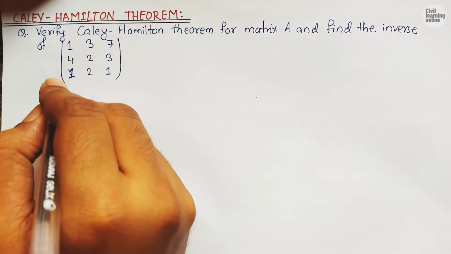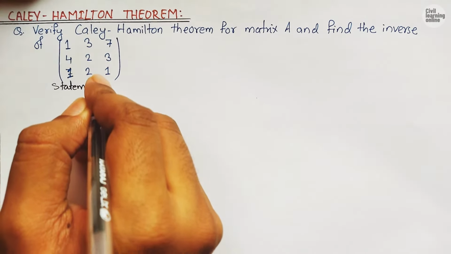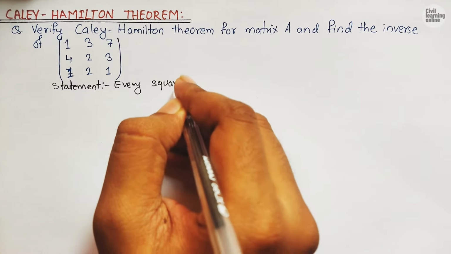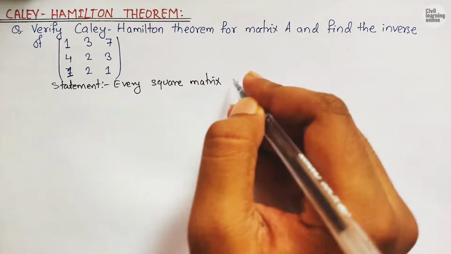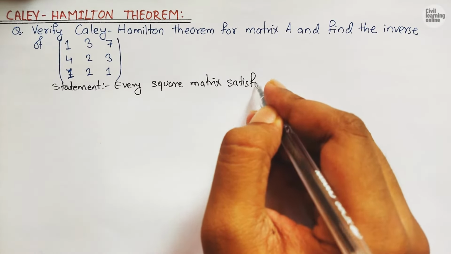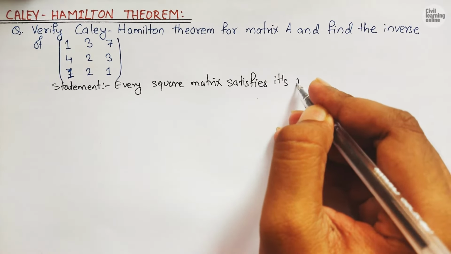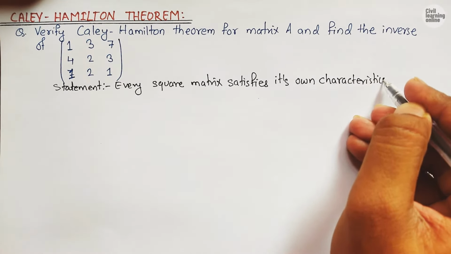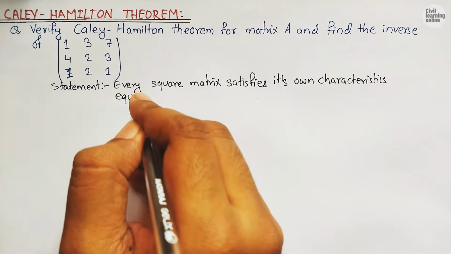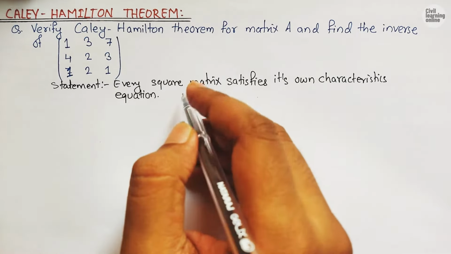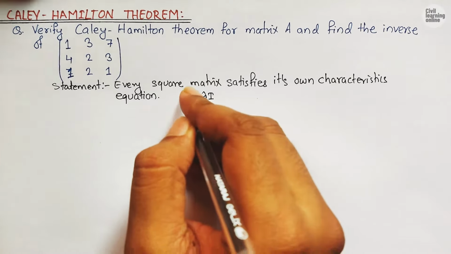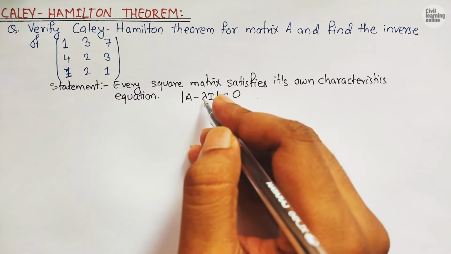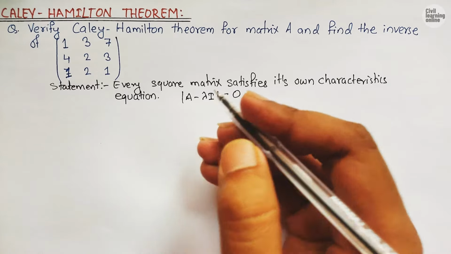So it states that every square matrix satisfies its own characteristic equation, and the characteristic equation is the determinant of A minus lambda I equals 0, where A is the given matrix, lambda is any scalar quantity, and I is the identity matrix of the same order as matrix A.